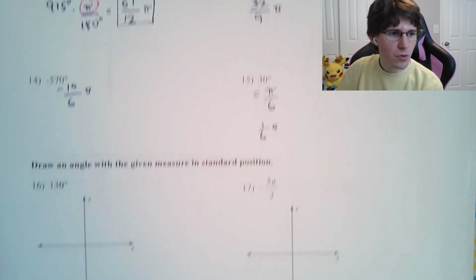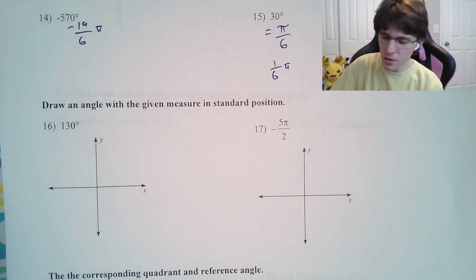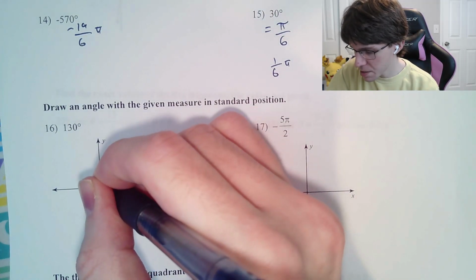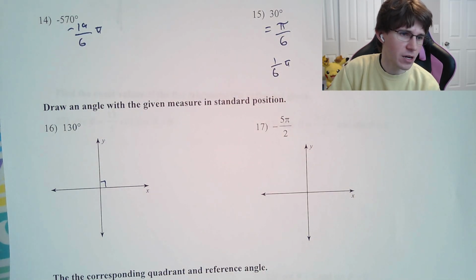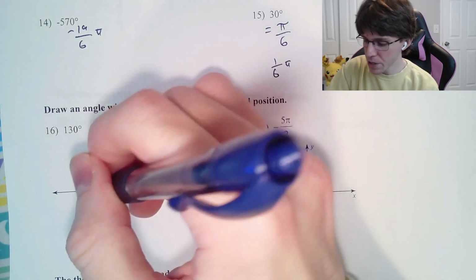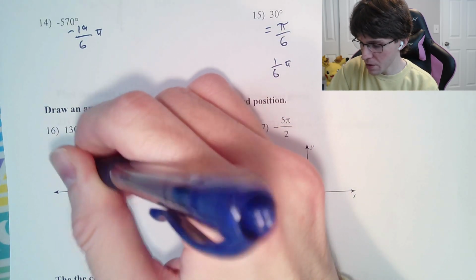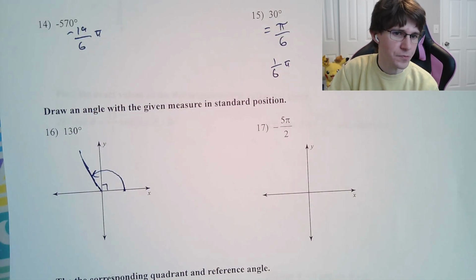All right. So the next part, draw an angle with a given measure in standard position. So 130 degrees, we should know from our geometry classes and just previous life experience that corners create right angles, 90 degrees. So this part right here is 90, and the remaining part is going to be 40 more. So 40 more will be about right there, and it always comes from over here.